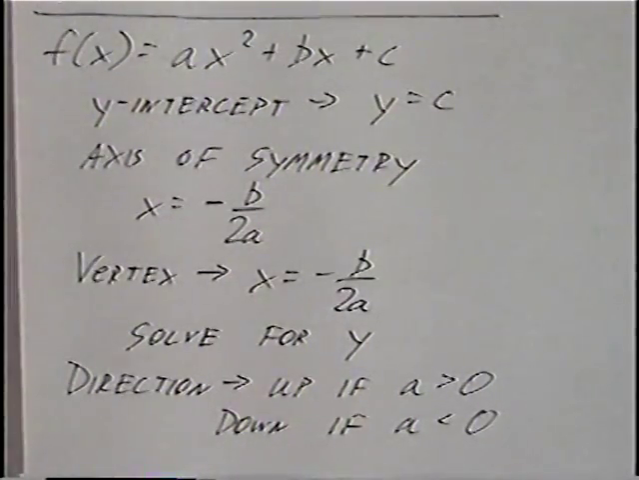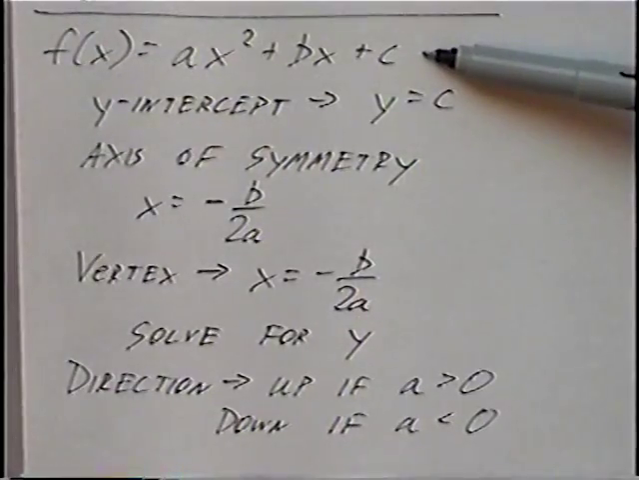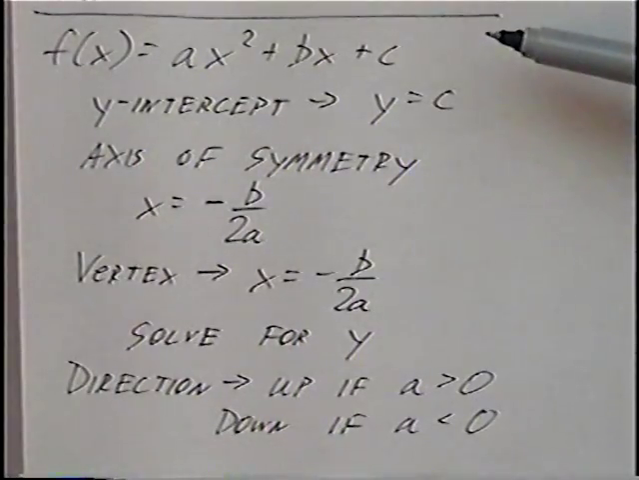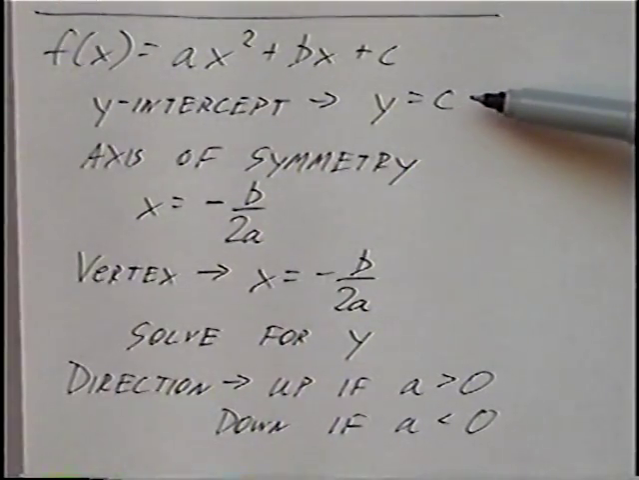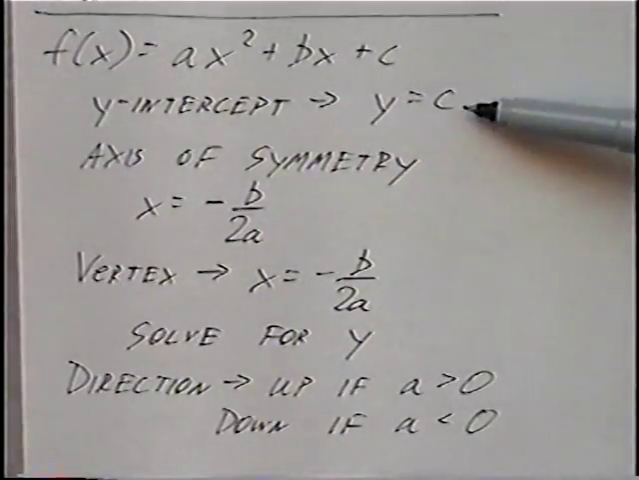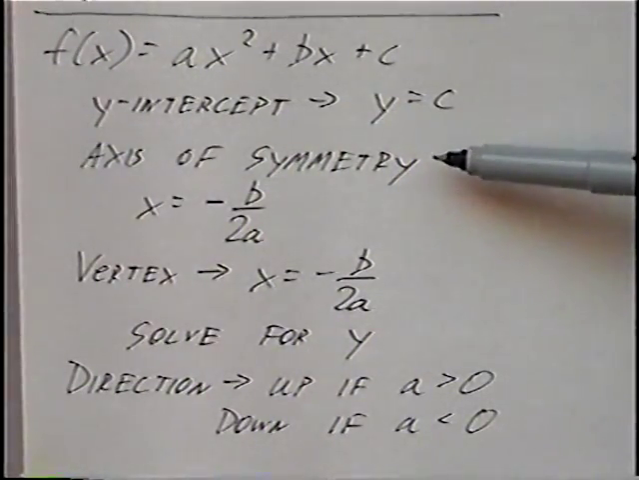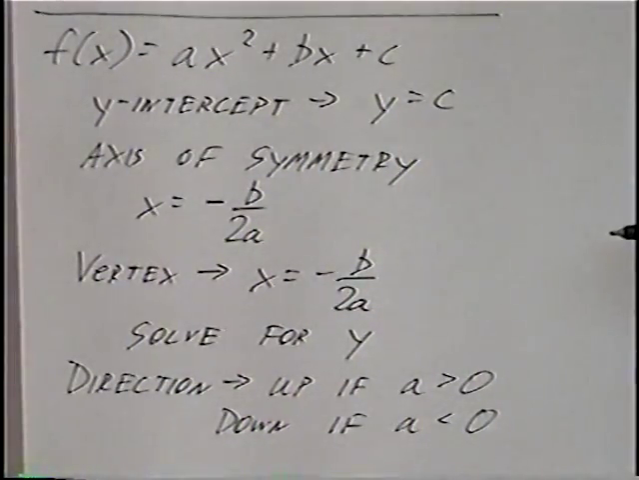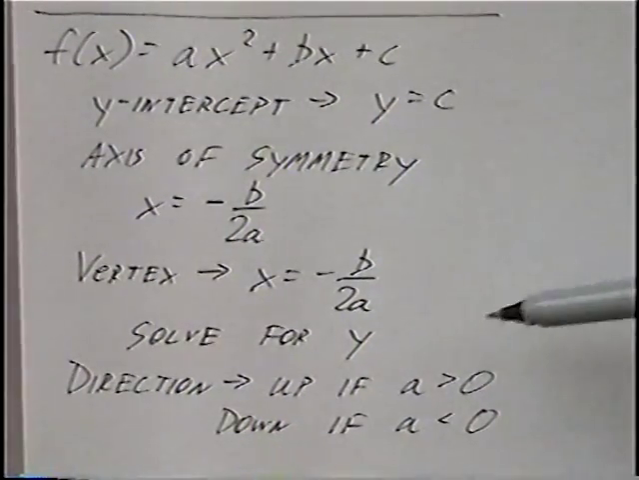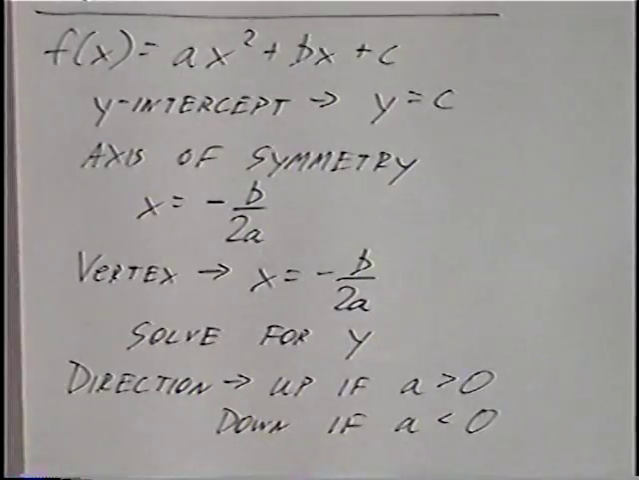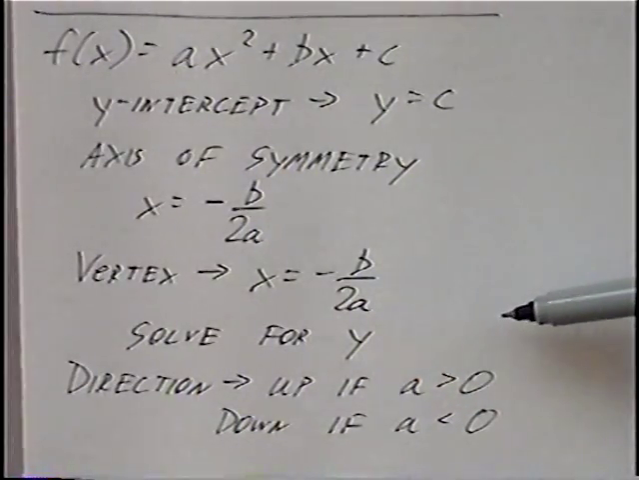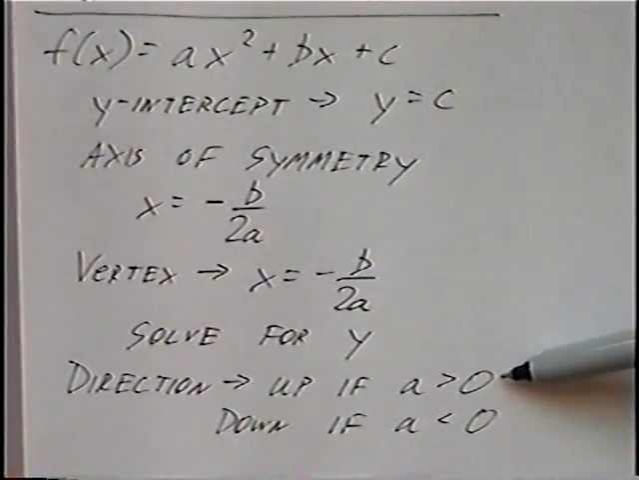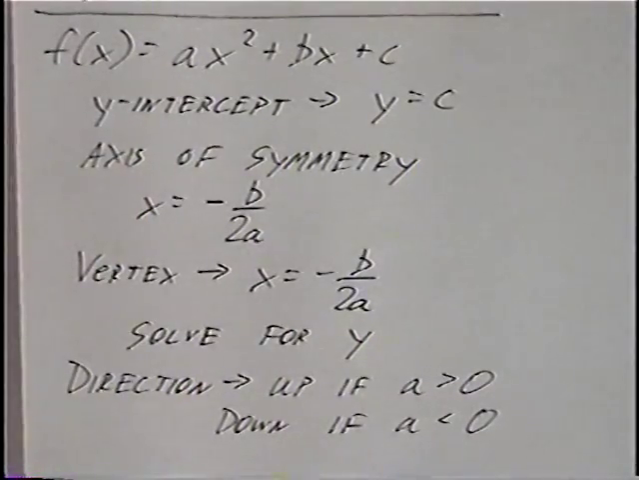Graphing a quadratic equation. The standard equation for a quadratic equation is f of x equals ax squared plus bx plus c. The y-intercept for a quadratic equation, which will be a parabola, is at c. The axis of symmetry for a parabola is x equals negative b over 2a. And the vertex of a parabola, x equals negative b over 2a, and then we'll solve for the y value for the vertex. The direction of a parabola is either up if a is greater than 0, or down if a is less than 0.